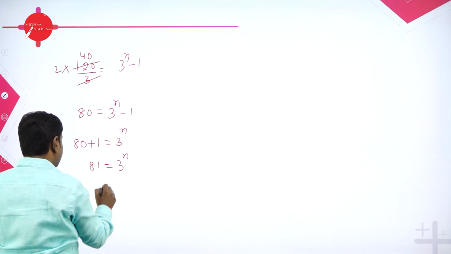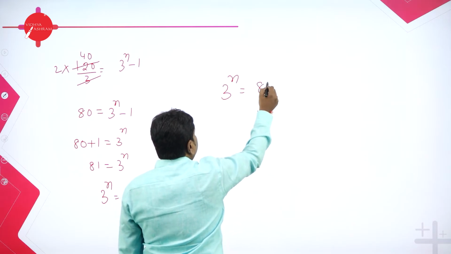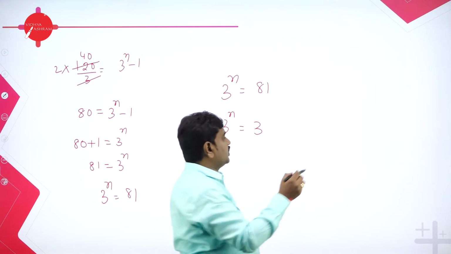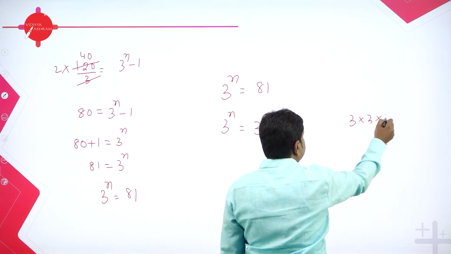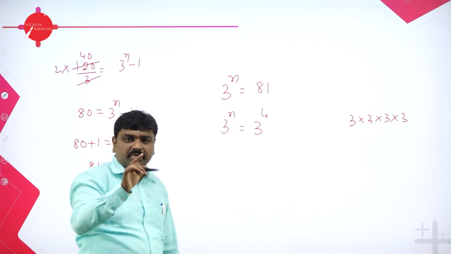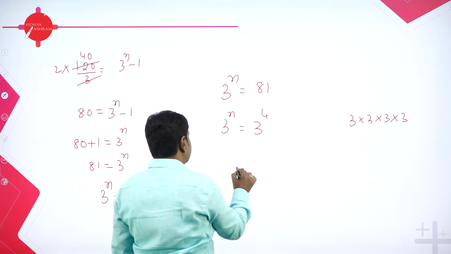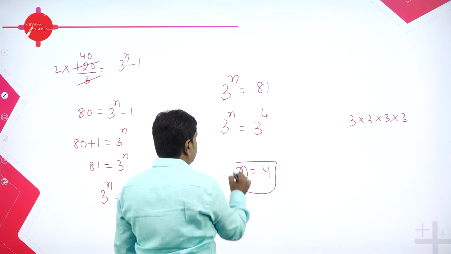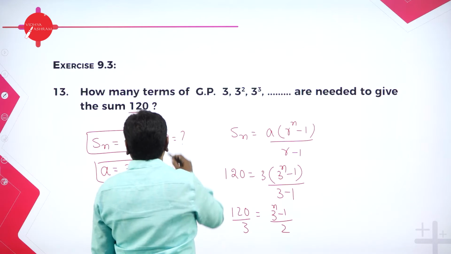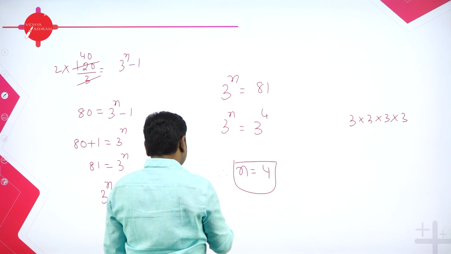So now you got 3 power n is 81. So try this as a power. 3 power what gives you 81? 3 3s are 9, 3 9s are 27, 3 27s are 81. So 81 can be written as 3 power 4. Here I have base 3, so the bases are the same. So equate the powers. Therefore n is equal to 4. So the sum of how many terms gives you 120? 4 terms. How many terms of GP are needed to give sum 120? The answer is 4 terms.